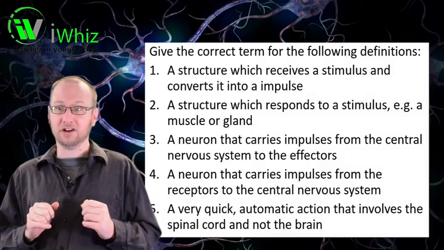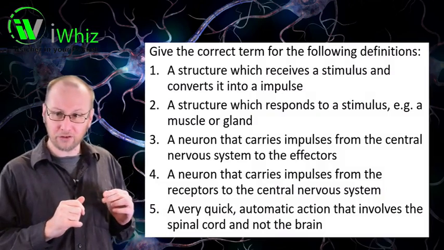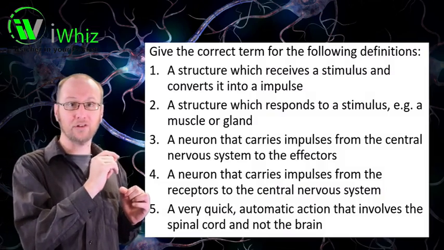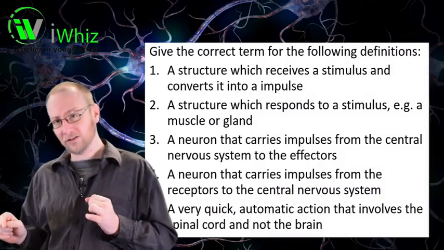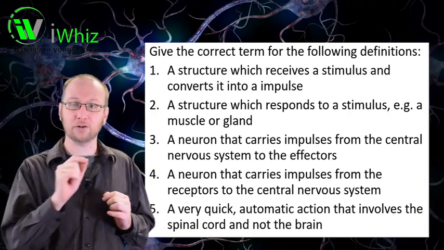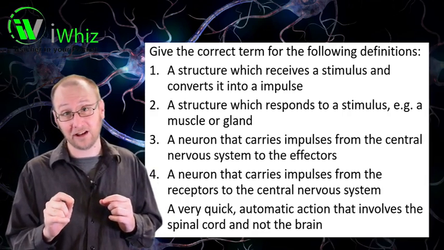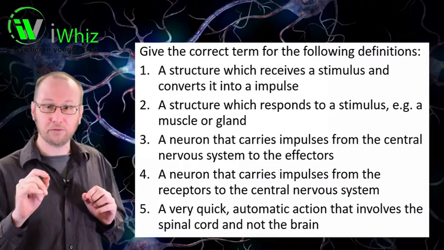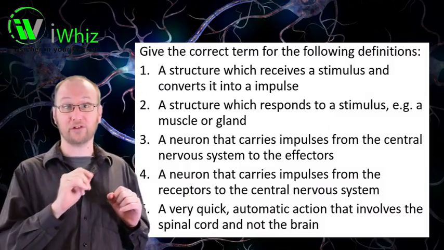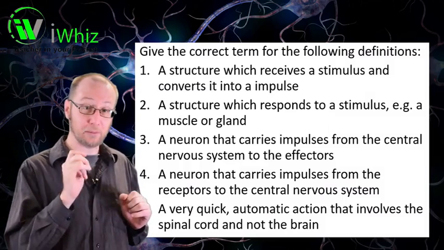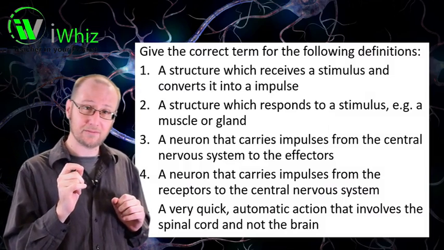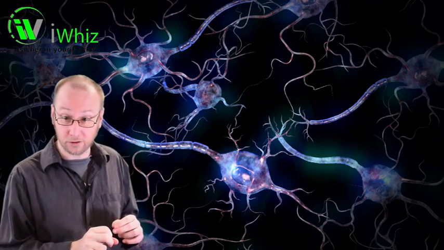Number 3, a neuron that carries impulses from the central nervous system to the effectors. Going to give you a couple of seconds again. Okay guys, hopefully there you said the efferent neuron. And then number 4, a neuron that carries impulses from the receptors to the central nervous system. Couple of seconds. Okay, hopefully you said the afferent neuron.